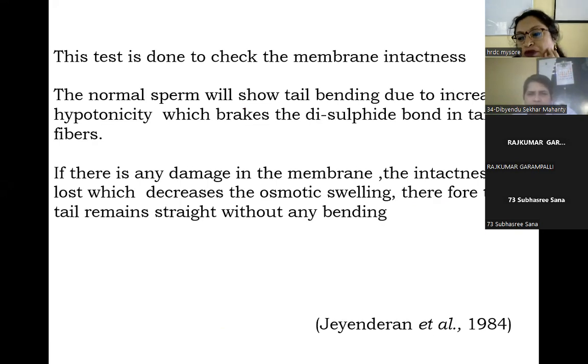That's why they become curly. The curly are the normal sperm. And the tail of the spermatozoa, if it is straight, it is abnormal. So this is a very, very important test to check the functional capacity of the spermatozoa. Though it looks simple, this tells whether the sperm is normal or abnormal.